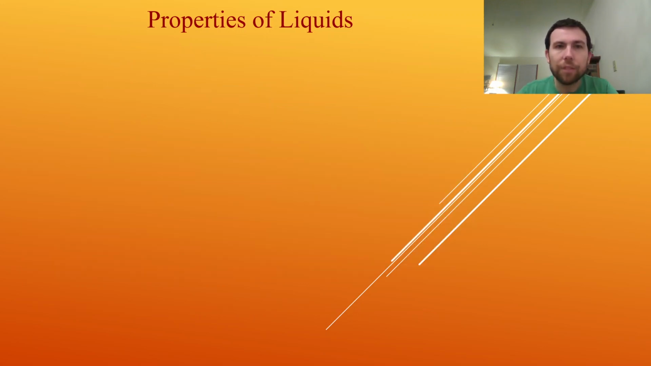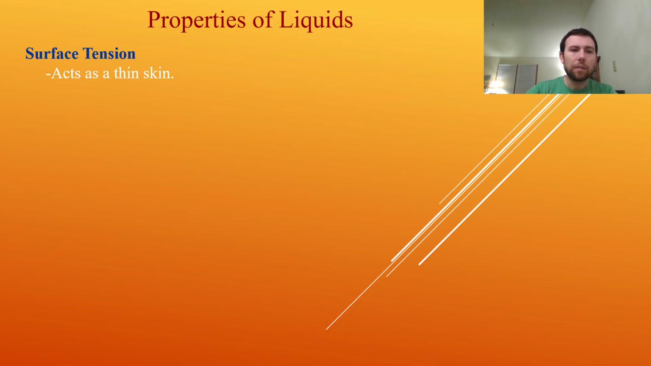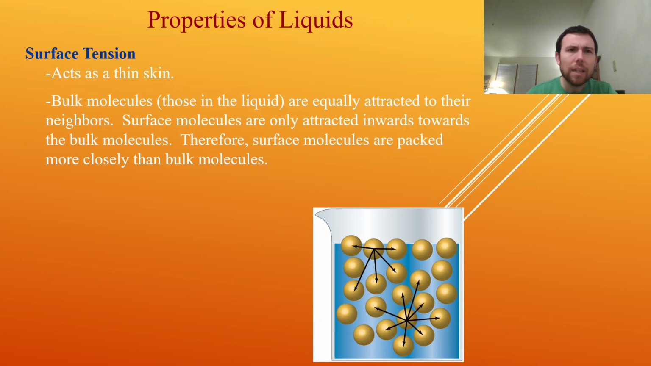Now, another property of liquids that you should also consider would be surface tension. Surface tension can be referred to as a thin skin on the surface of the liquid in question that we're dealing with. And we want to think of how surface tension functions.